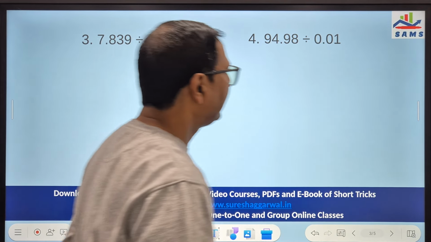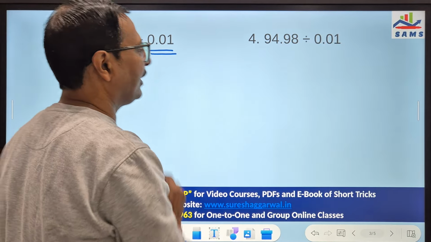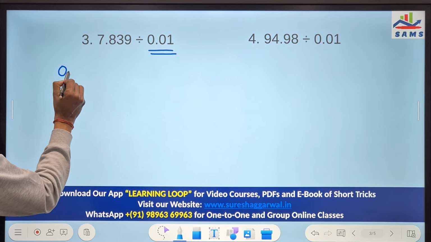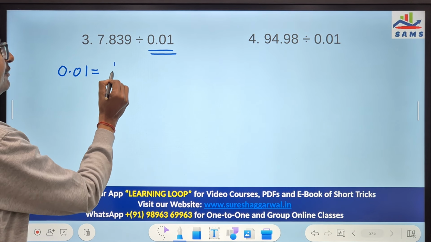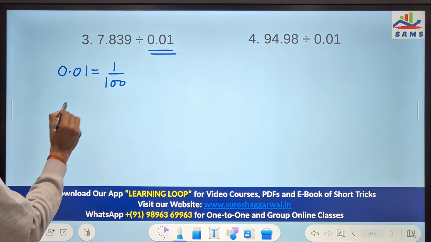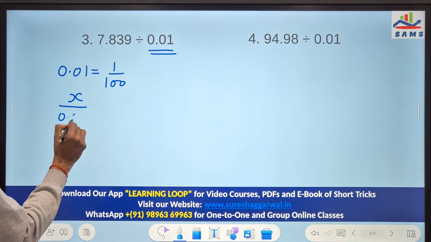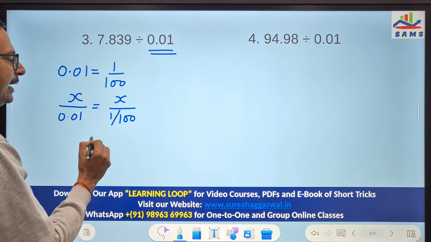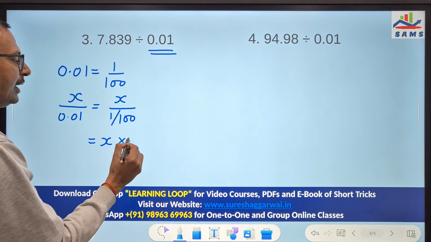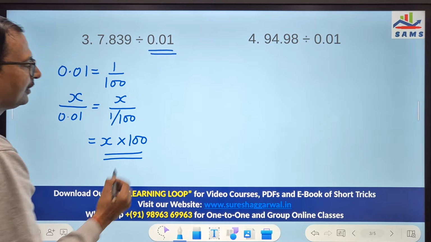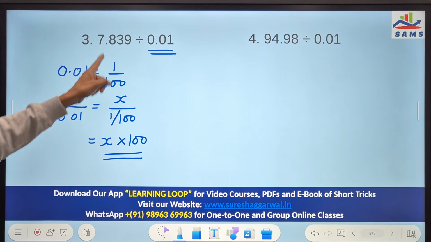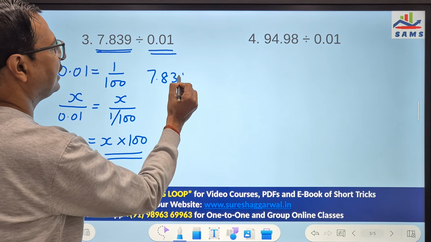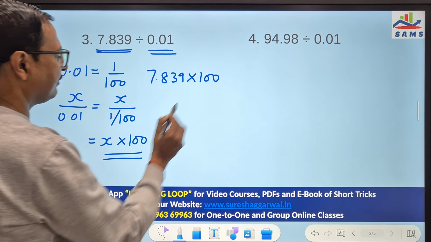Okay, let's move on to 0.01. Similar to 0.1 being 1 upon 10, 0.01 is actually 1 upon 100. When you divide something by 0.01, you are actually dividing by 1 upon 100, and that in turn gives you x times 100. So we have to multiply this number 7.839 by 100 to get our final answer.